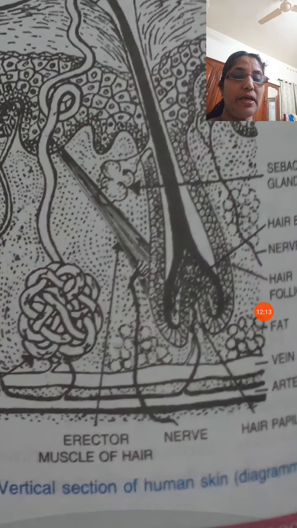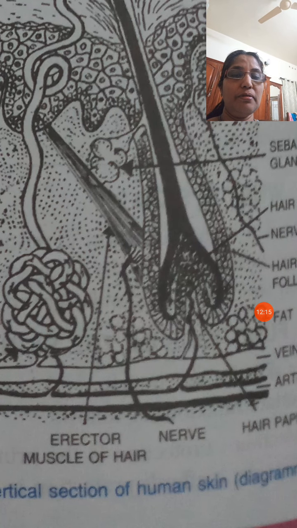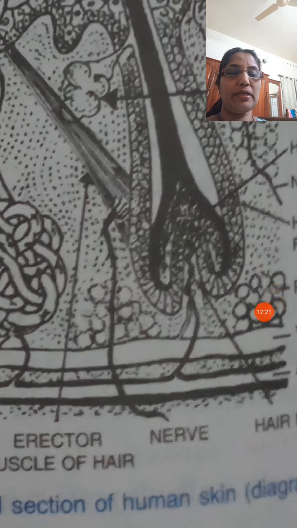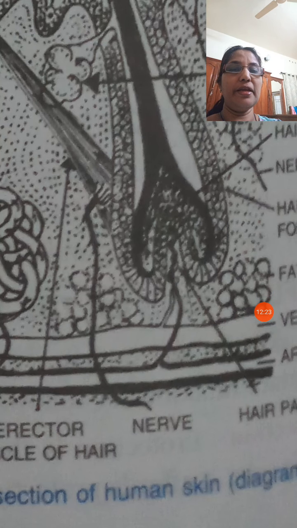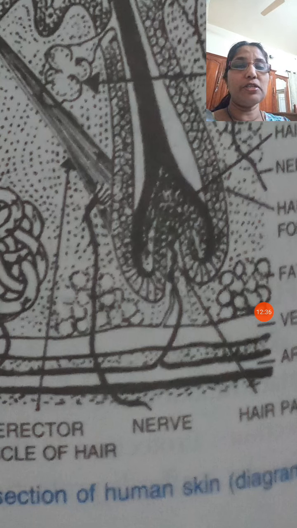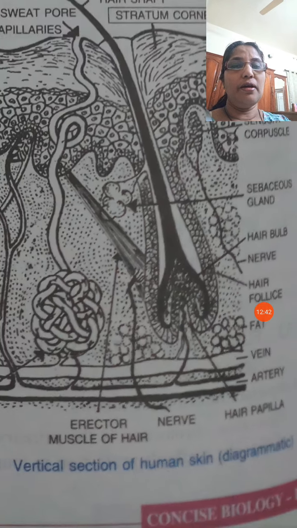You can see the nerves bringing sensation to the lower part of the hair. That is why you can see this nerve ending at the lower part of the hair. That is why we feel pain if somebody pulls a living hair from our body, because of the nerve ending at the lower side, or the root part, of the hair.